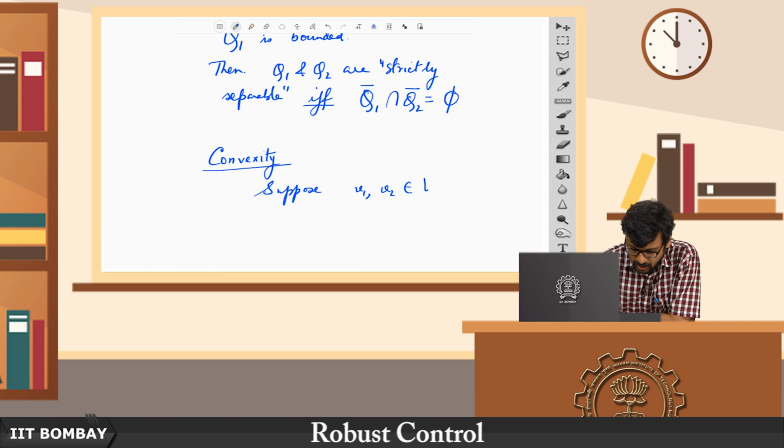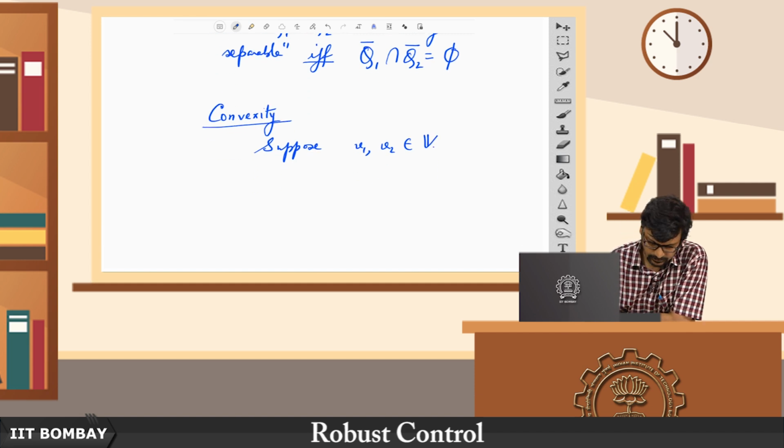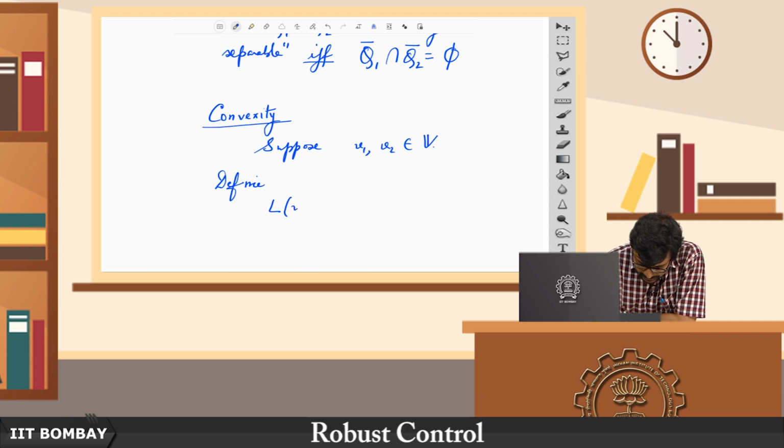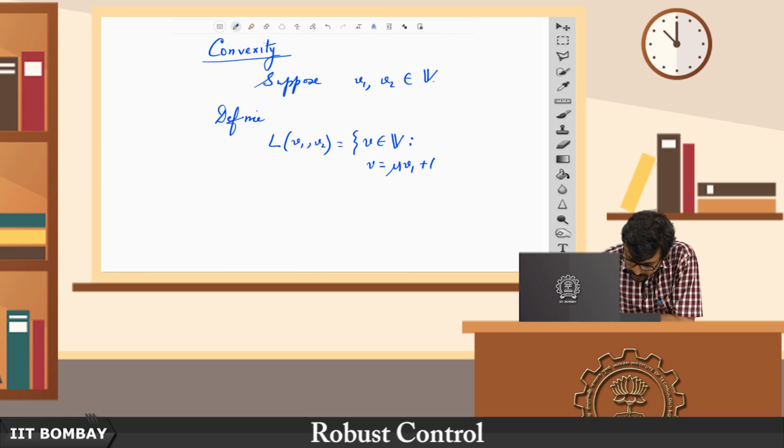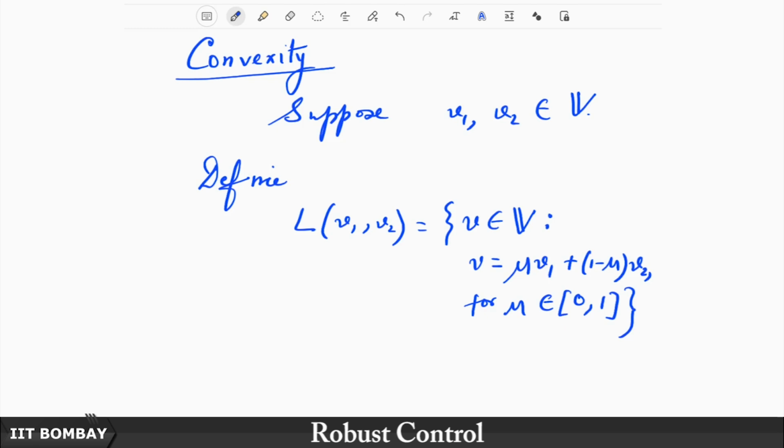So suppose V1 and V2 are vectors in a vector space V, alright. Then we define the set L of V1 comma V2 as all those vectors V belonging to this vector space V which can be expressed as V is equal to mu times V1 plus 1 minus mu times V2 for mu in the closed interval 0 to 1. When I say closed interval, it means it includes its extremities, right. So 0 and 1 are also part of the possible values of mu, right. So that means V1 and V2 are also part of this set.